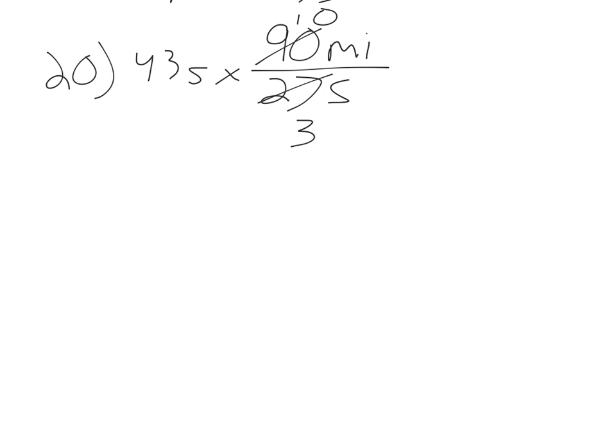Okay. No more canceling to be done here. 3 doesn't go into 10 evenly. It does not go into 43 evenly either. Songs will cancel. I can do that. So I'll be left with miles, which is good. That's what they asked for.